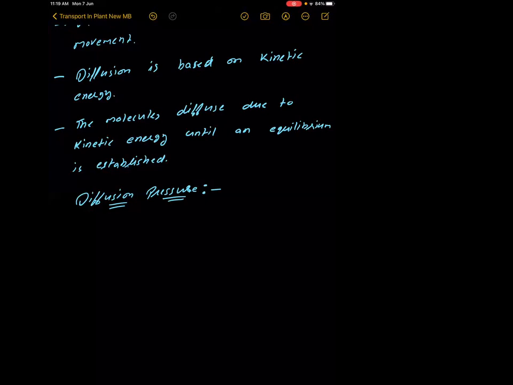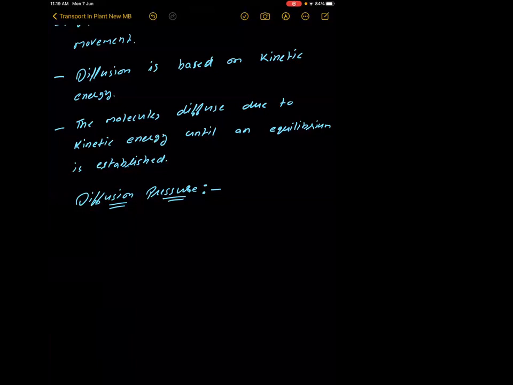Okay, diffusion pressure. This is the potential ability of a substance, or a molecule of that substance, to diffuse from a higher concentration area to a low concentration region. That is called diffusion pressure. Pressure here means the potential ability, capability, capacity, or power to diffuse from higher concentration to low concentration.